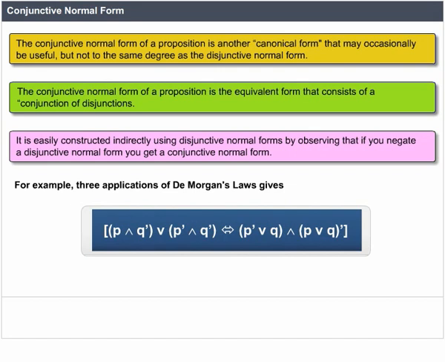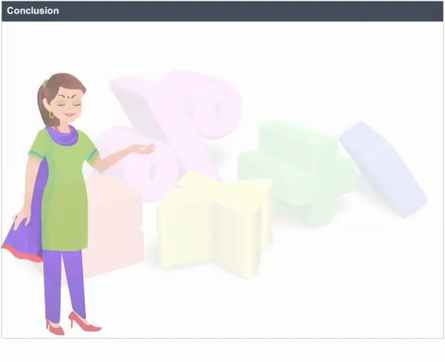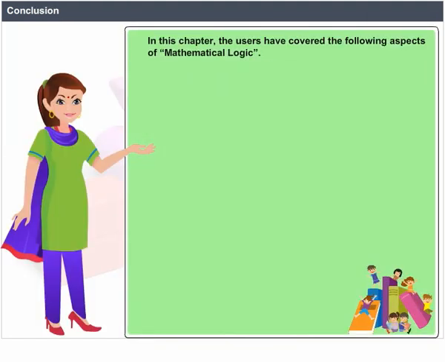Conclusion. In this chapter, we have covered the following aspects of mathematical logic: logic operators, truth tables, normal forms, propositional calculus, theory of inference and deduction, predicate calculus.